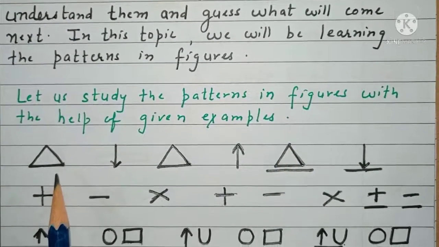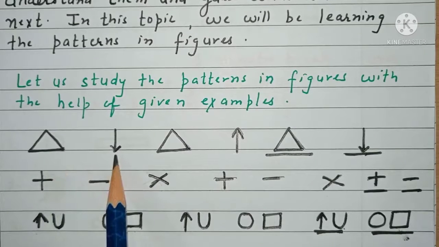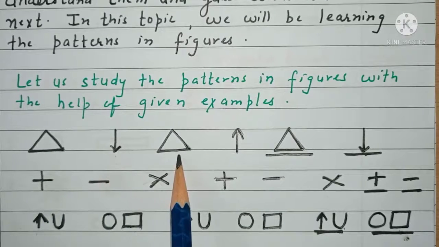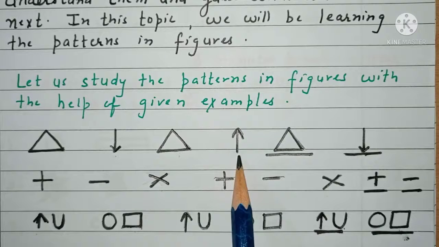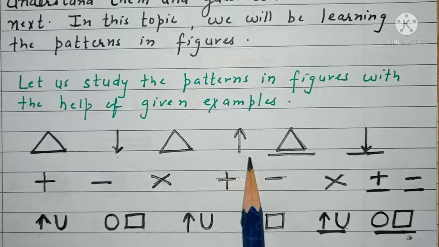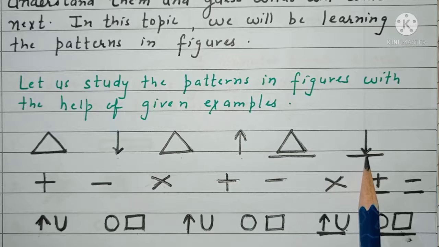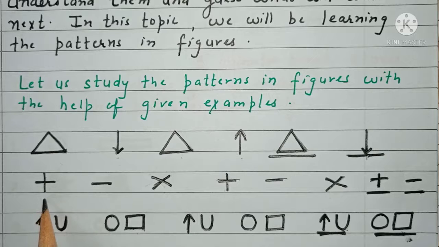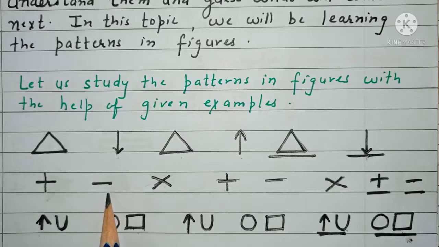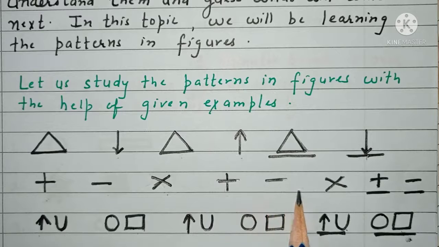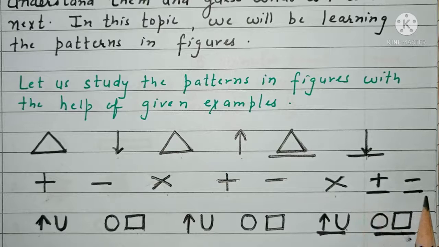As in example number 1, there is a triangle and then an arrow in the downward direction. Then again a triangle and an arrow in the upward direction. So what will be the next pattern? The next pattern continued will be a triangle along with an arrow in the downward direction. So this is a series which is continuing. Now we'll be studying the next example, which is showing a sign of plus, minus and then multiplication. So the pattern is again plus, minus and multiplication. So again it would be continued with plus and minus.